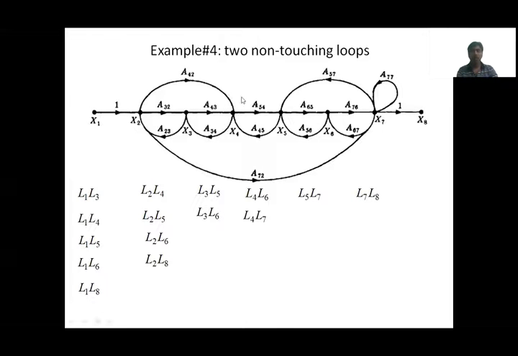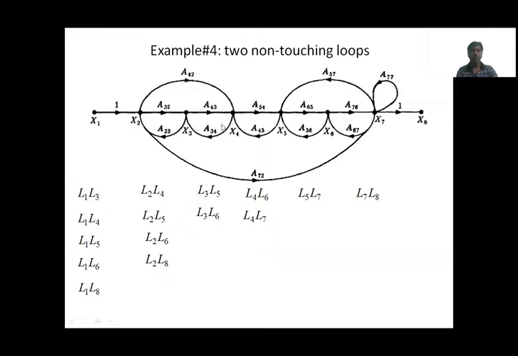Now come to the non-touching loops. Since there are many loops, we can have a number of non-touching loops, two non-touching loops. So this is L1 now. L1, L2 both are touching only, but L1, L3 are non-touching. L1, L4 non-touching. L1, L5 non-touching.